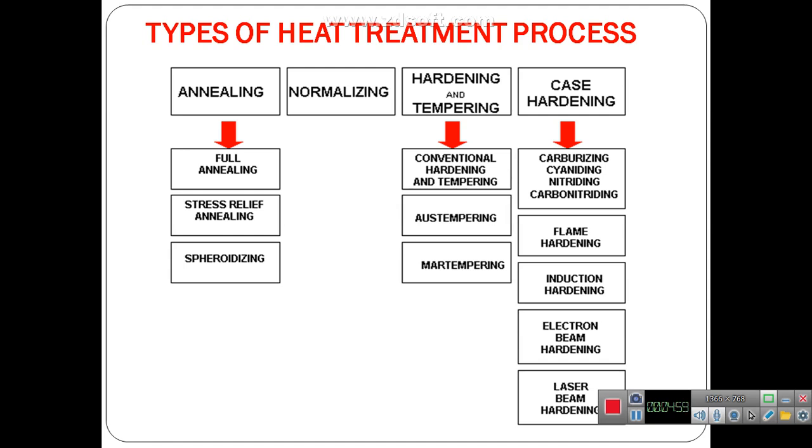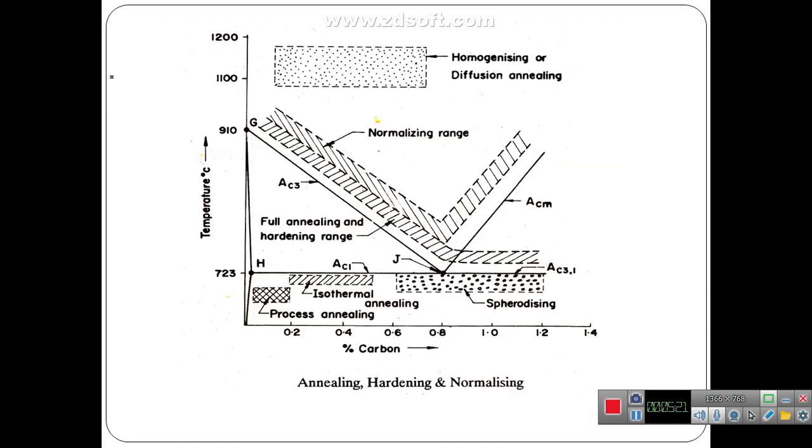Full annealing, stress annealing and spheroidizing are the types. Normalizing is the single stage heat treatment process. In hardening and tempering, the processes are conventional hardening and tempering, austempering and martempering. In case hardening, carburizing, cyaniding, nitriding, carbonitriding, flame hardening, induction hardening, electron beam hardening and laser beam hardening are the processes.